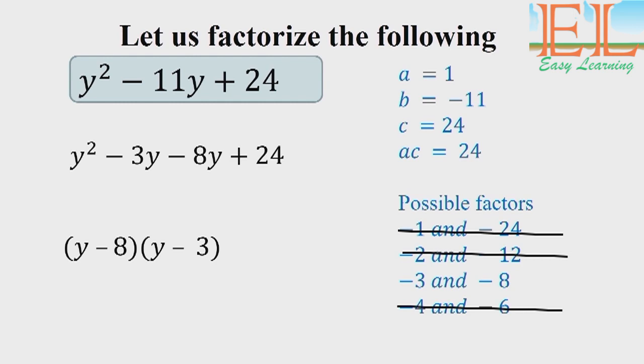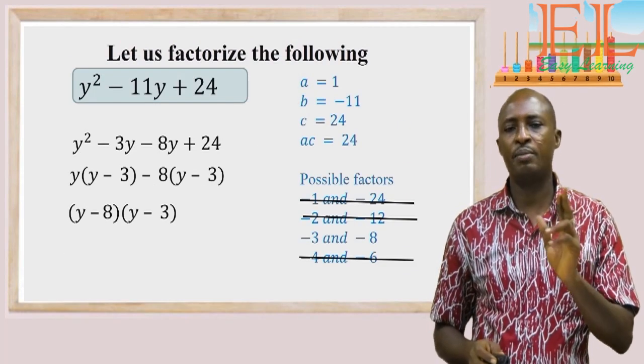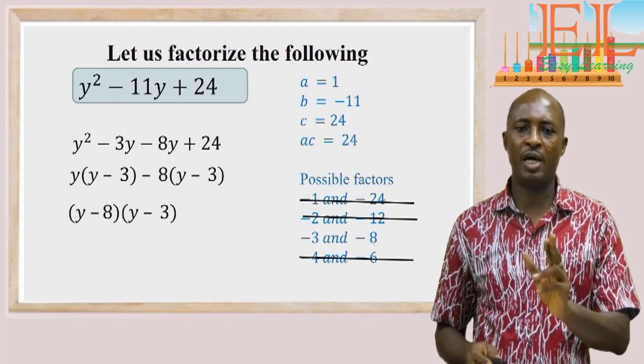And factorizing the first two and the last two gives us y times y minus 3 minus 8 times y minus 3. And here again, we must ensure that our brackets are the same. Then we can combine those outside the brackets. And that gives us y minus 8 times y minus 3.